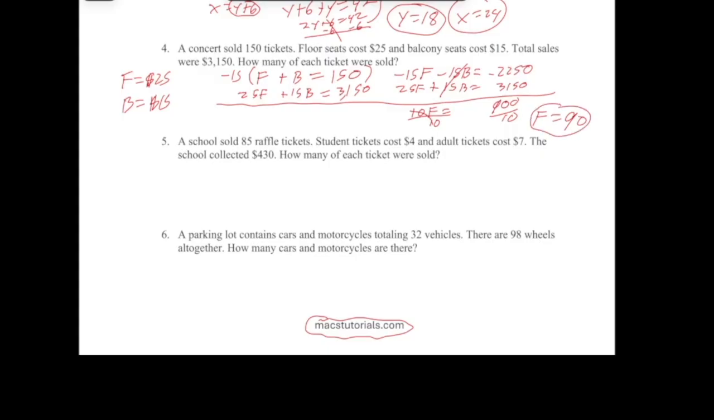Okay, now just plug it into the original. I'm going to write 90 for F plus B equals 150. Subtract 90 from both sides. Okay, and my balcony would be 60. So 60 balcony seats, 90 floor seats.